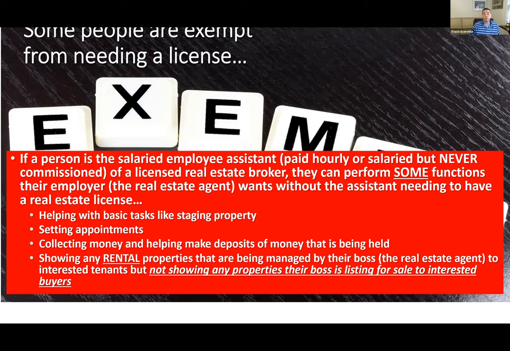Now, here's the interesting question. Could Mandy show property that is for sale as long as it is owned by her boss? Yes, she could. She's not limited in that way, but the difference with Mandy is she can only do anything with property that's owned by her boss, whereas Eliza can do anything with any property as long as she doesn't show properties that are for sale. You're going to have to go back and look at that distinction a bunch of times, folks, to get it nailed down in your brain.